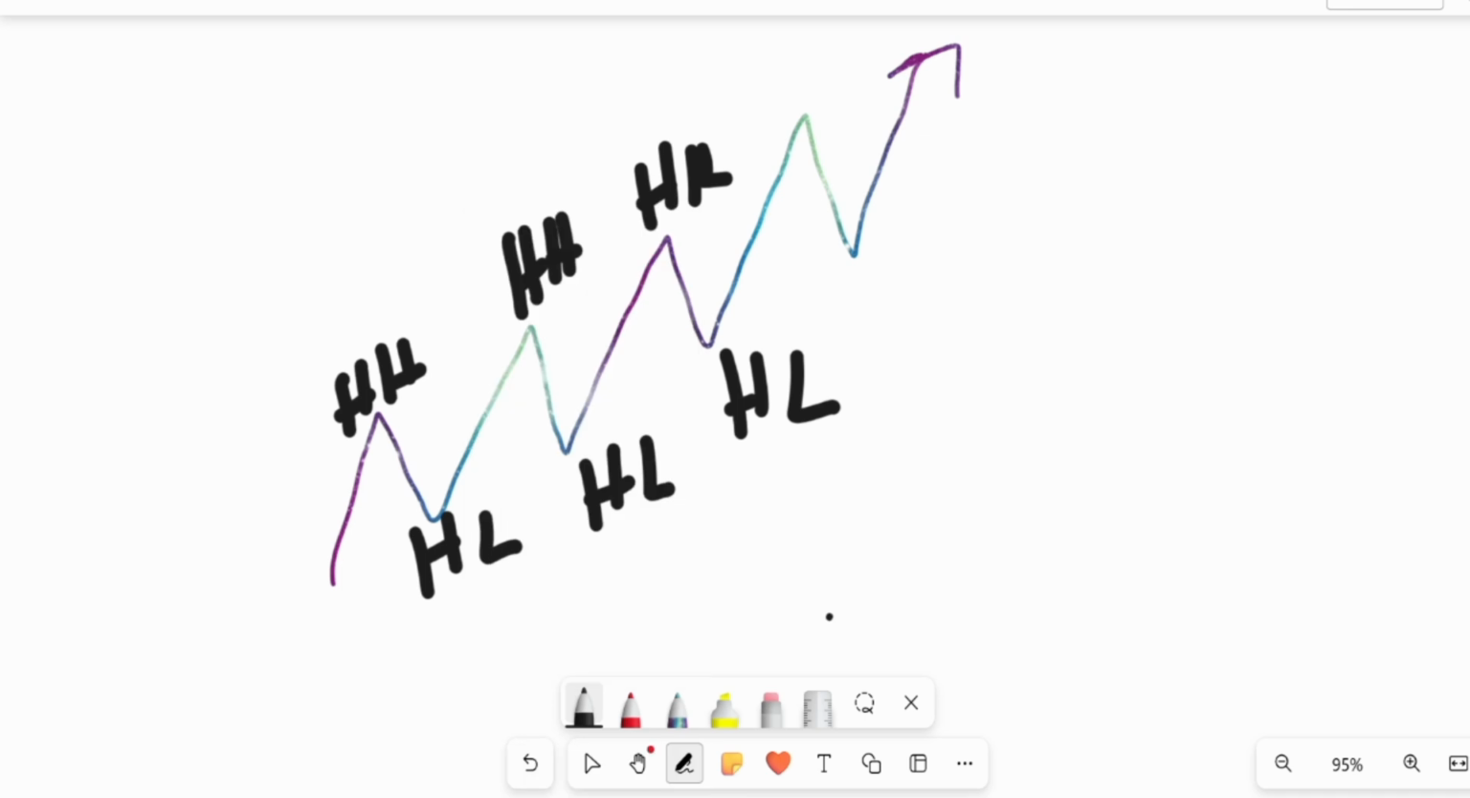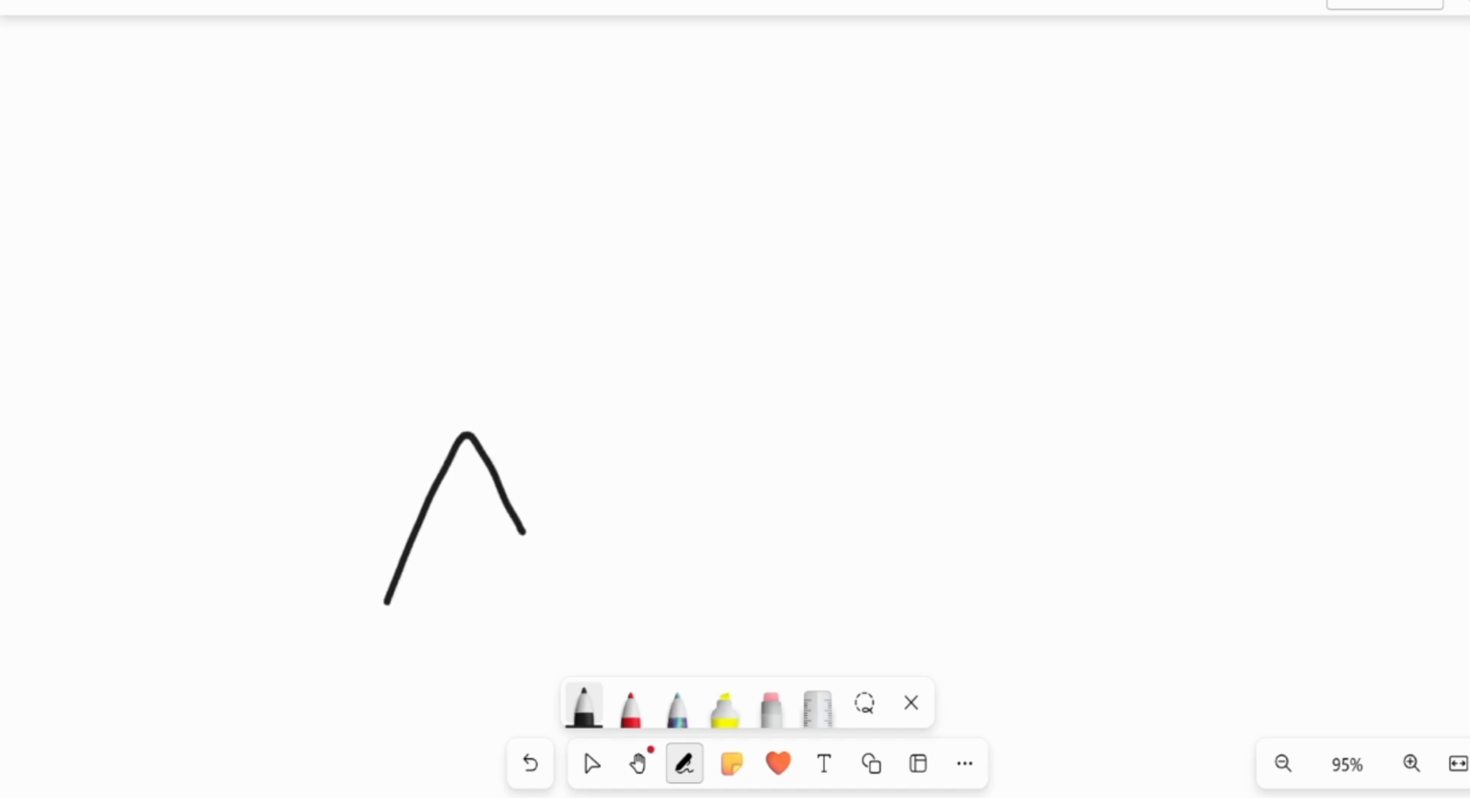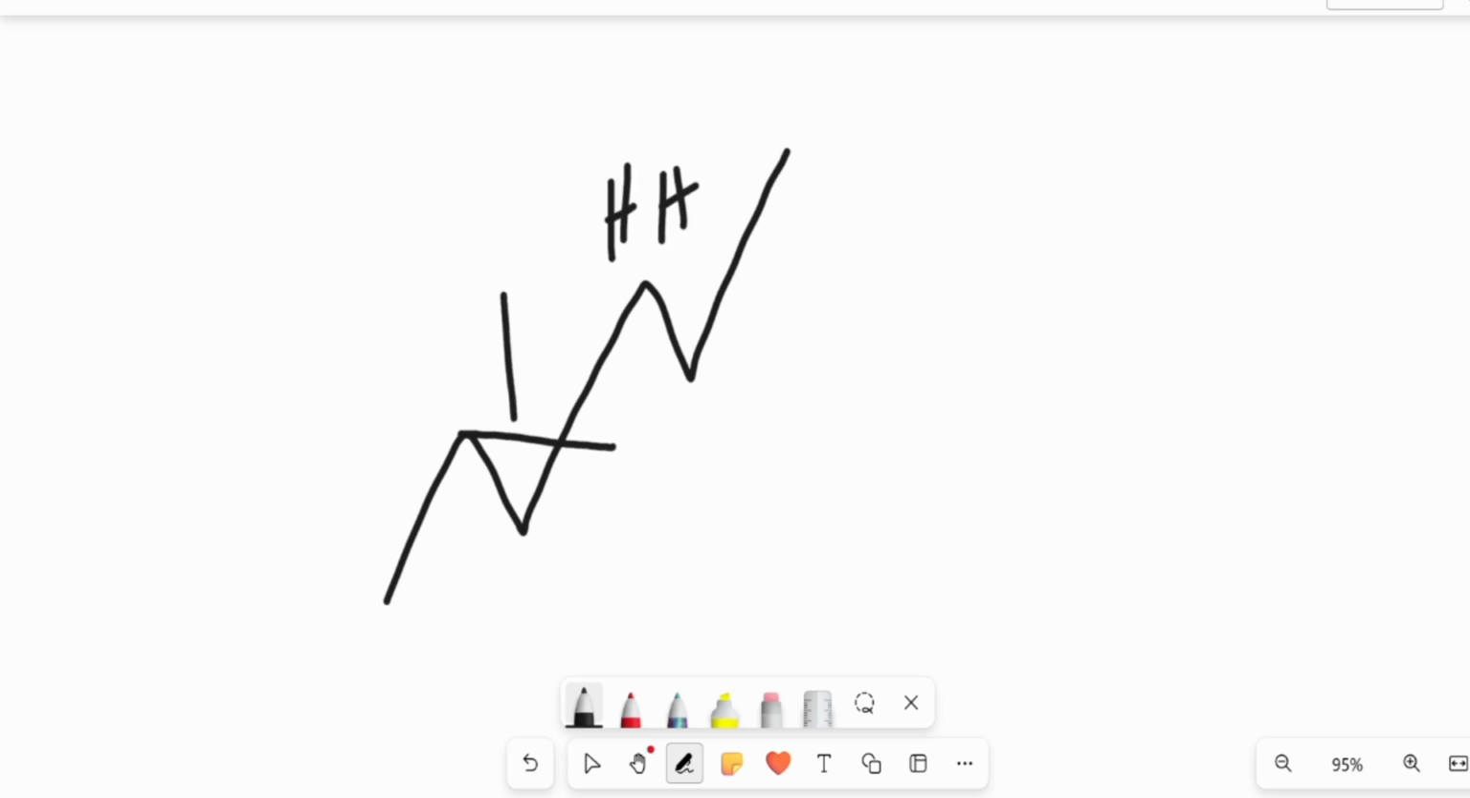What do you mean by break of structure? A place where the previous higher high was broken to form a new higher high at this point. This is what we call a break of structure. Let me draw a clear structure. You see, this was the higher high, it was broken to form a new higher high. At this point where the market was broken, that's what we call a break of structure.